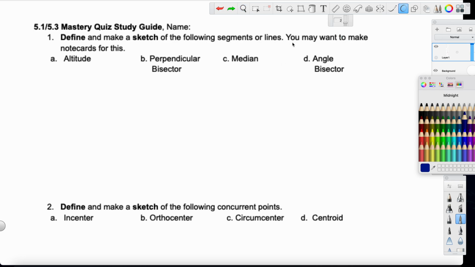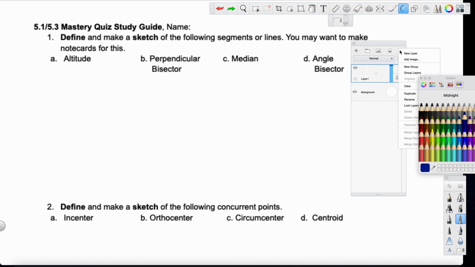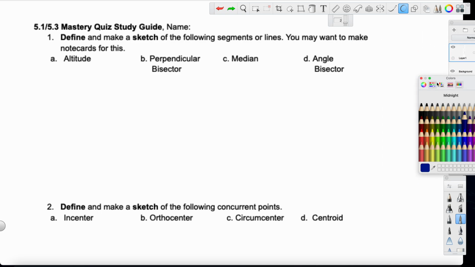There's a lot of vocab, and I'm going to go through it here, but I definitely recommend making note cards for this. And whatever it is that you need to do to learn and be able to remember later and use, the better you should do it. So let's jump right on here with altitude.